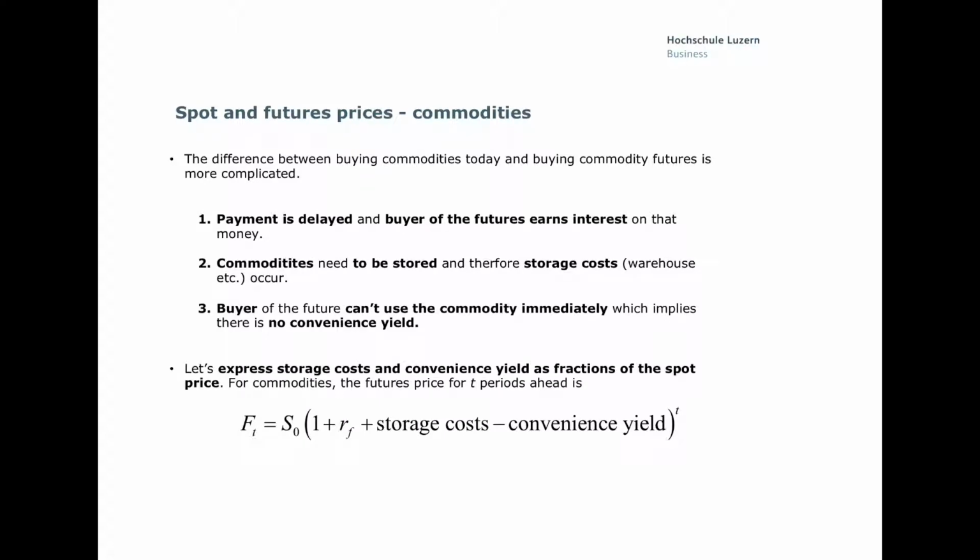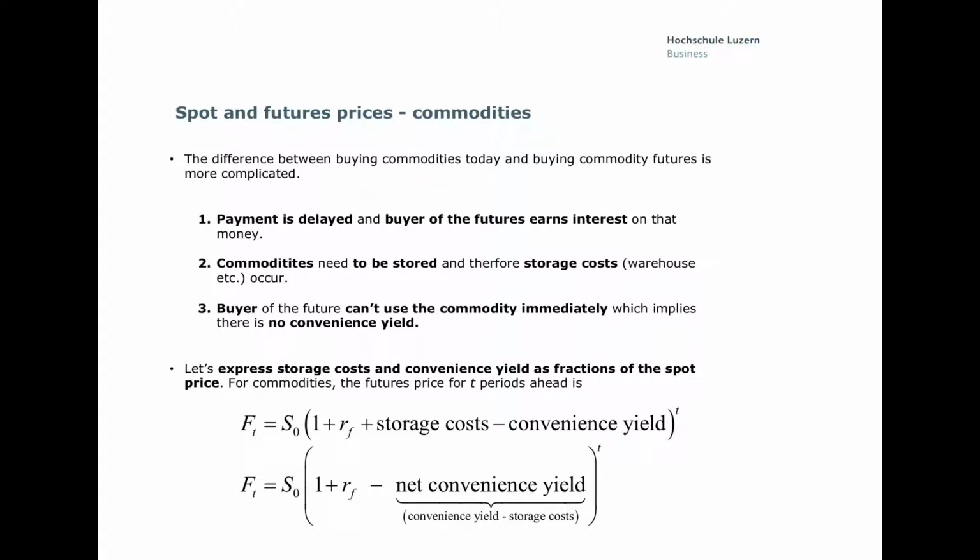Based on these characteristics of commodity futures contracts, we can come up with a formula for pricing these contracts. For that purpose, let's express storage costs and convenience yield as fractions of the spot price. For commodities, the futures price for T periods ahead is the following formula. It is interesting to compare this formula with the formula for financial futures. As you probably recognize, convenience yield plays the same role as dividends foregone on securities. But since financial assets cost nothing to store, storage costs do not appear in the formula for financial futures.